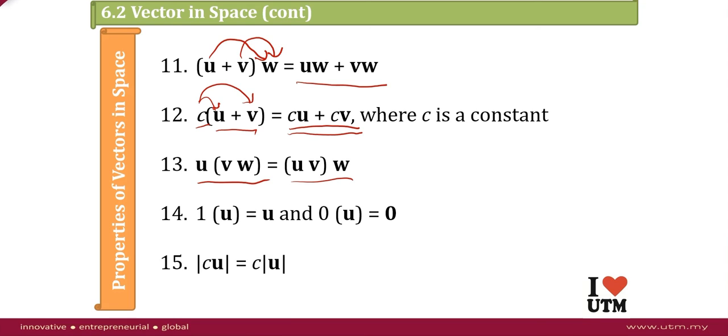And if you put the modulus on cu, where c is a constant and u is a vector, sorry, this is not the constant, this is calculating the magnitude. If you want to calculate the magnitude for a vector that has been multiplied with a constant, you can also take out the constant and calculate the magnitude of the vector first, and then multiply with the constant, and you will get the same answer. So basically these are the 15 properties of vectors in space.